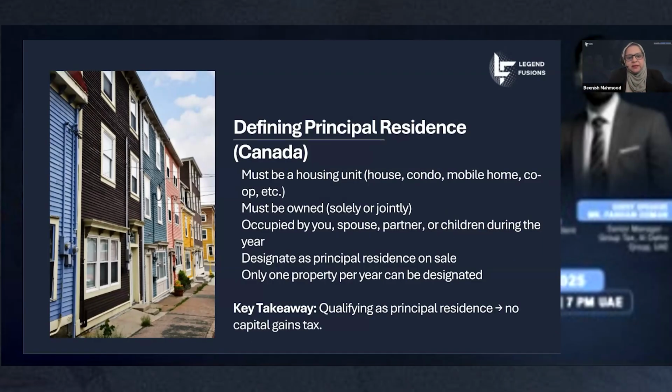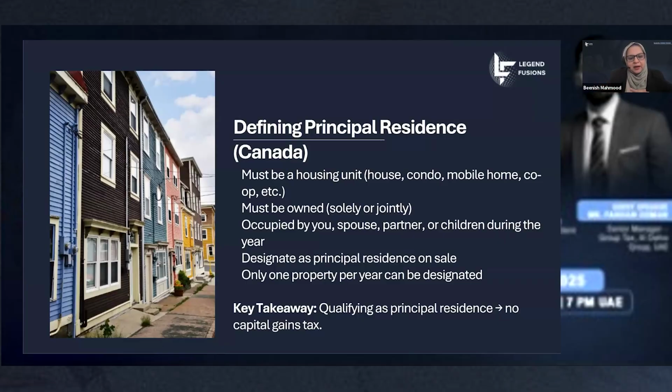In simple terms, the CRA considers a property your principal residence if it checks a few boxes. First, it has to be a housing unit, like a house, condo, cottage, an apartment, or even a houseboat. Secondly, you have to own it, either fully or jointly with someone else. Then you, your spouse, partner, or children must have lived in it at some point during the year. You don't have to live in it throughout the year, but at some point during the year.